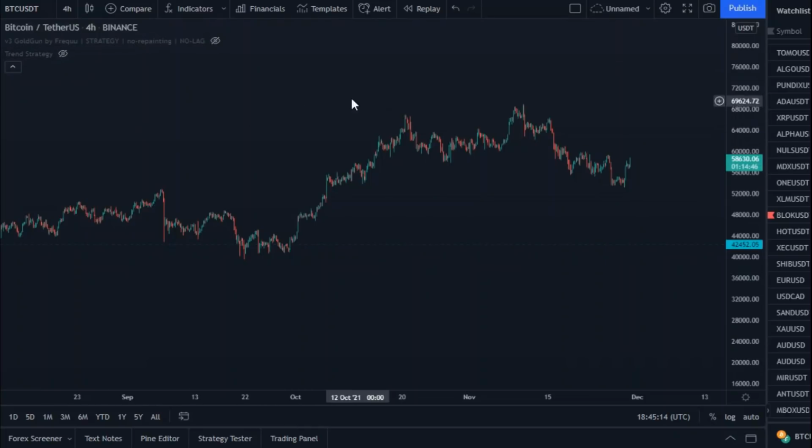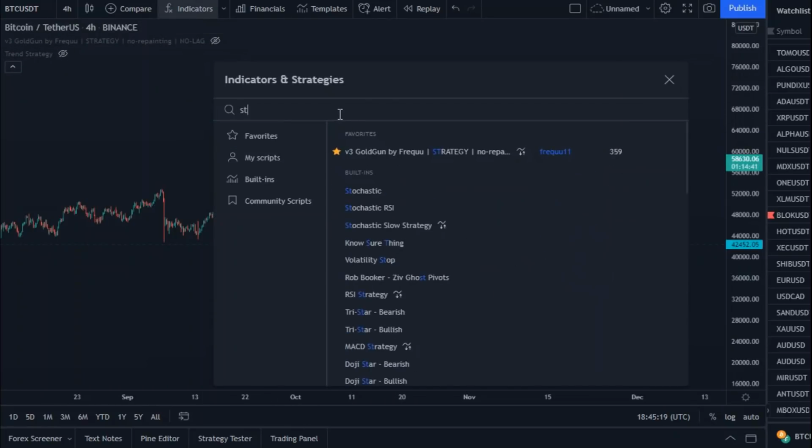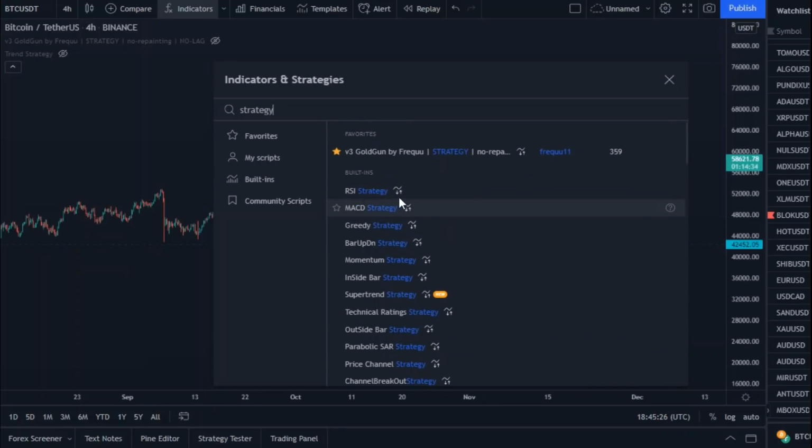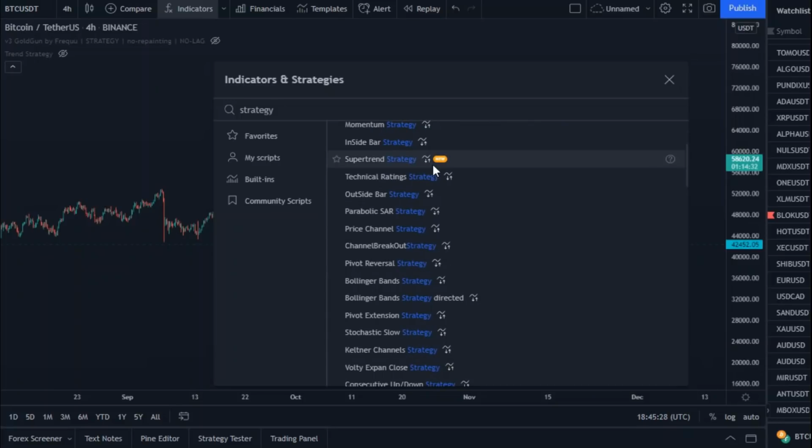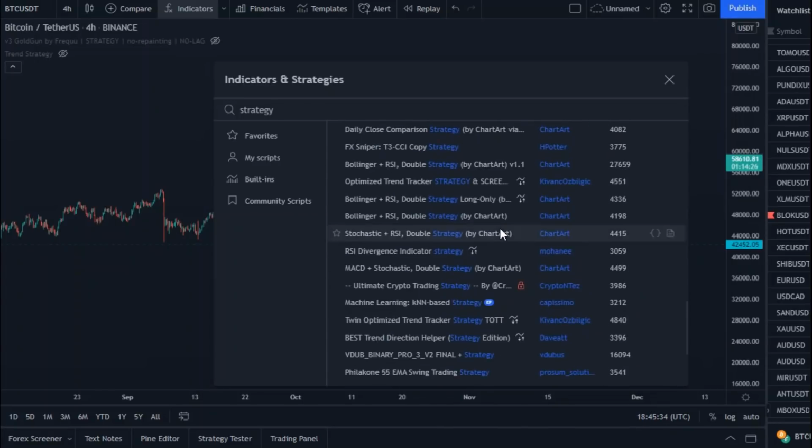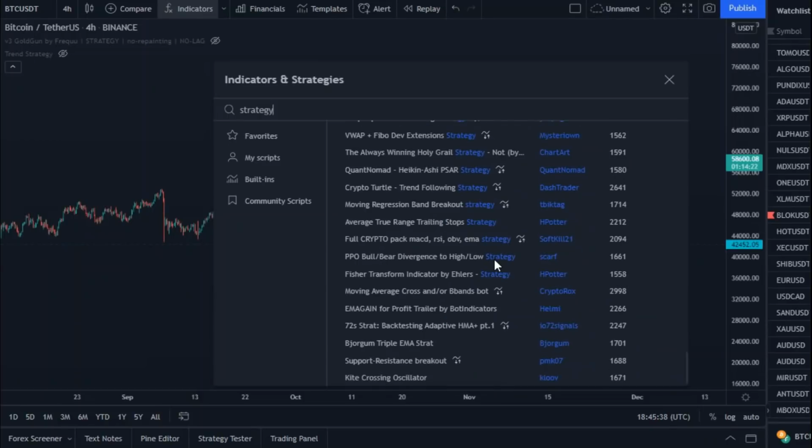To find any strategy, head to the indicators. Then in the search box, type "strategy". This little mark here assures us that it is a strategy. As for this sign, it means that it is a new strategy. Well, as you can see, dozens of strategies appeared, and we can choose any one from this list.